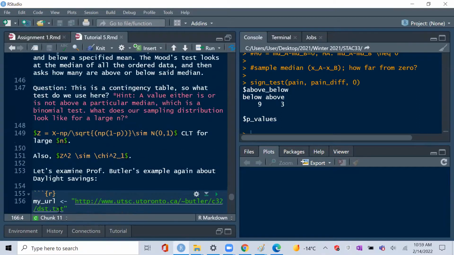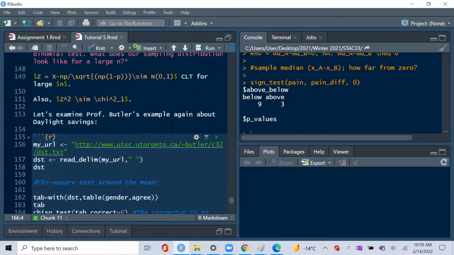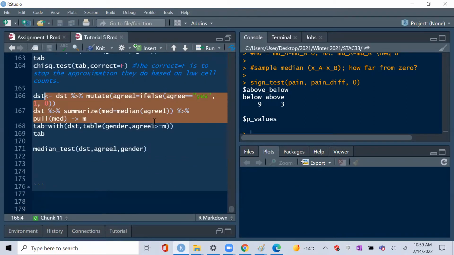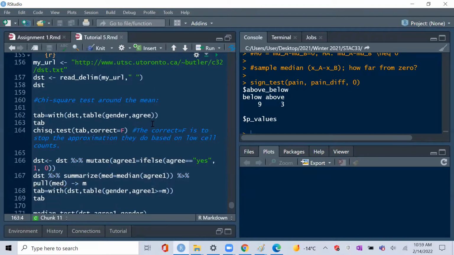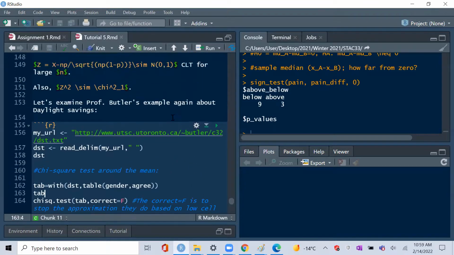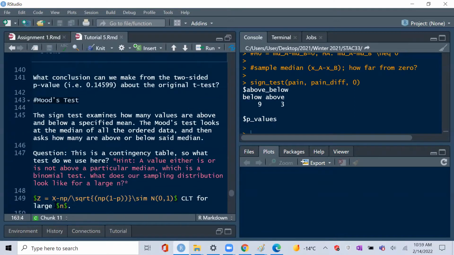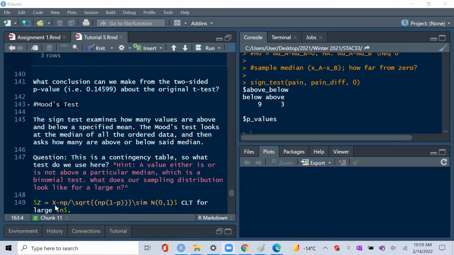Okay, so that's good. I don't really have time to talk about the mood's test, but I did make you guys some kind of notes here. I even did the median test for you guys. I think that this one is based on categorical things. Okay, so you're doing the median test today, John.